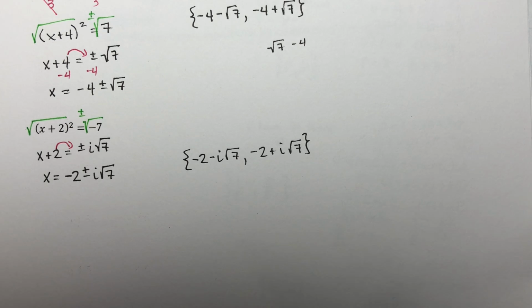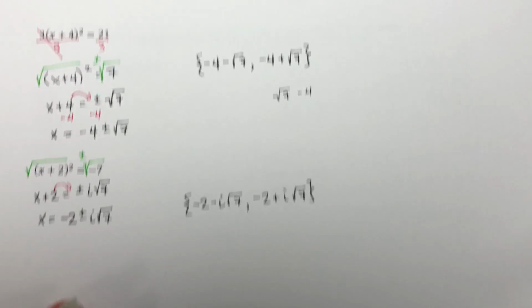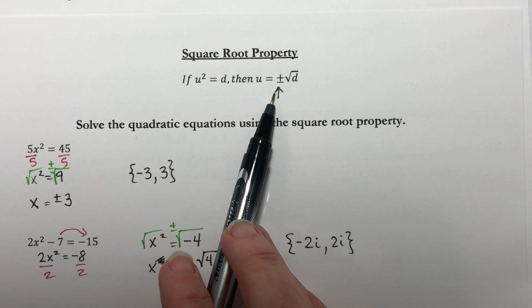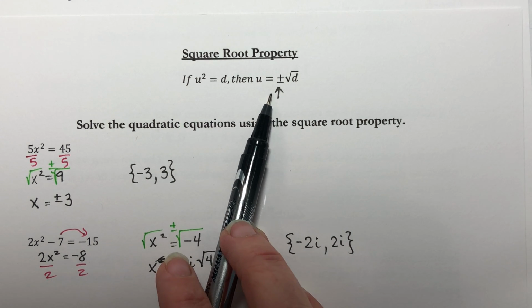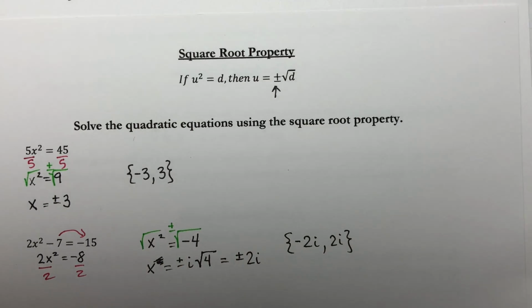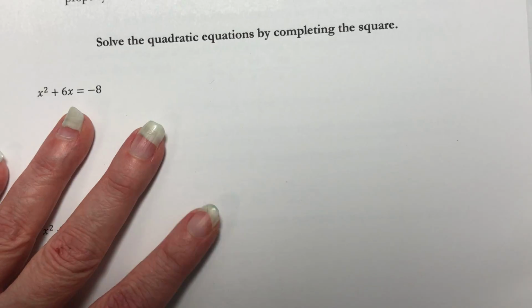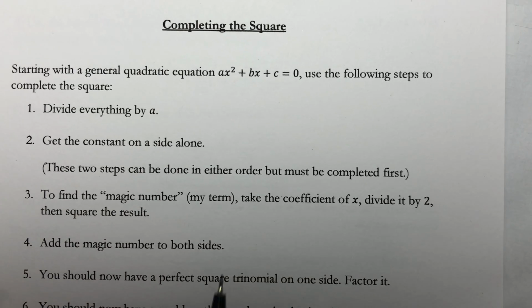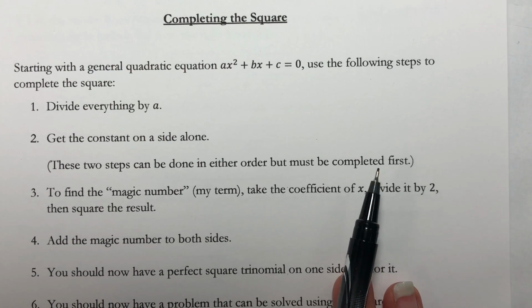Sometimes it's really hard to factor. We have the square root property, but the square root property only works when we're given something in the right form, and we're not always given something in the right form. So what we need is things that are more powerful. And our first more powerful technique is called completing the square.